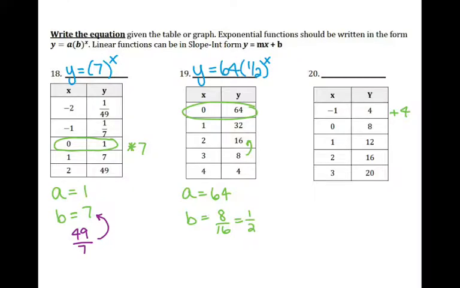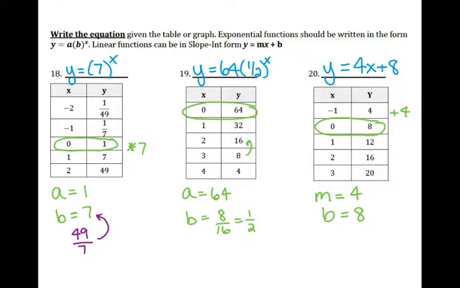Now when I'm talking linear, I need to write it in slope-intercept form. So again, I want to find my y-intercept, which in this case is 8, and then I need to figure out my m, because it's y equals mx plus b. Well, m is what you're adding every single time. So m is 4, and b is 8. So I'm going to write y equals 4x plus 8.